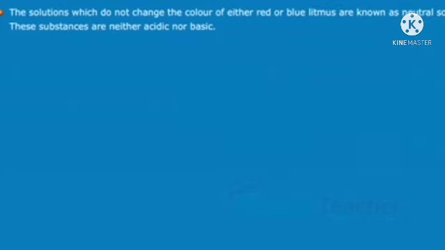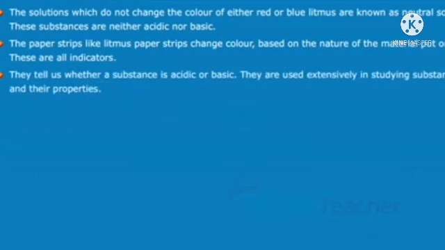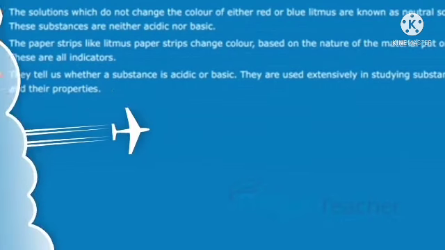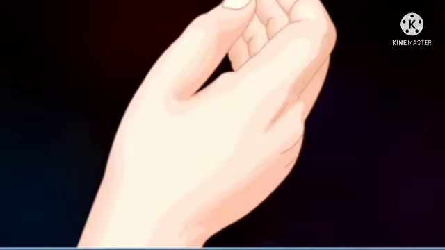Effect of litmus paper. The solutions which do not change the color of either red or blue litmus are known as neutral solutions. These substances are neither acidic nor basic. The paper strips like litmus paper strips change color based on the nature of the material put on them. These are all indicators. They tell us whether a substance is acidic or basic.